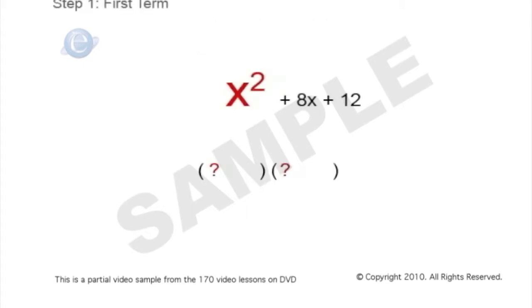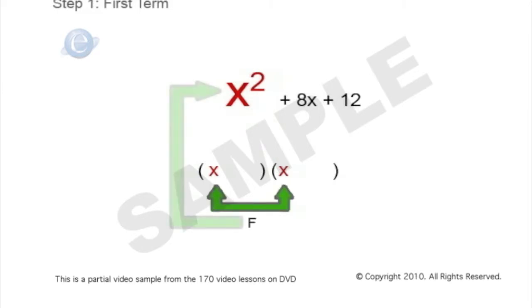What two variables multiplied together give us x squared? That would simply be x times x. So we know that the first term in the first parentheses must be x, and the first term in the second parentheses must be x as well. So when we multiply those together in the F part of FOIL, we end up with that x squared. So we know our first term in each parentheses is x.